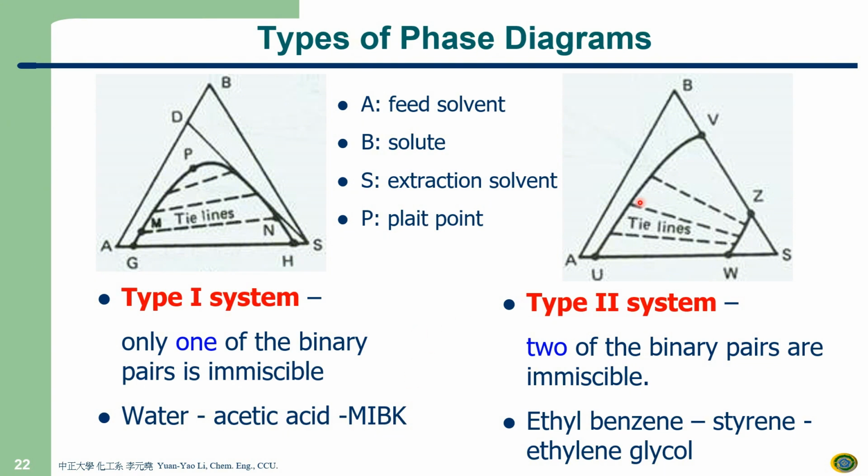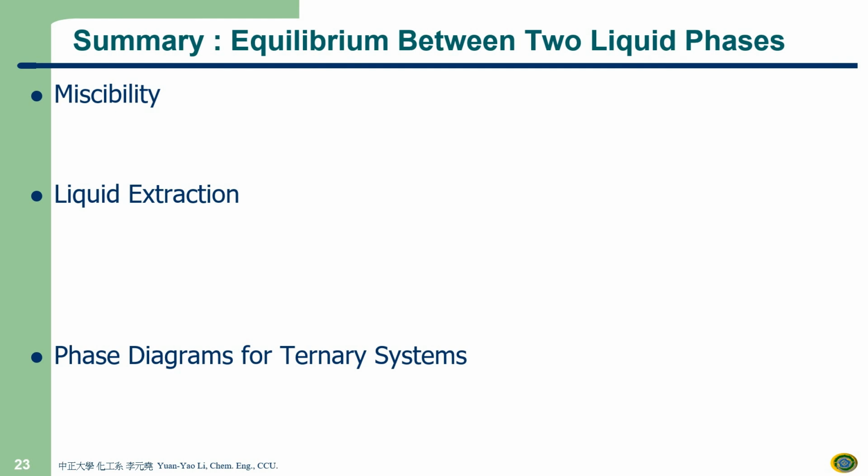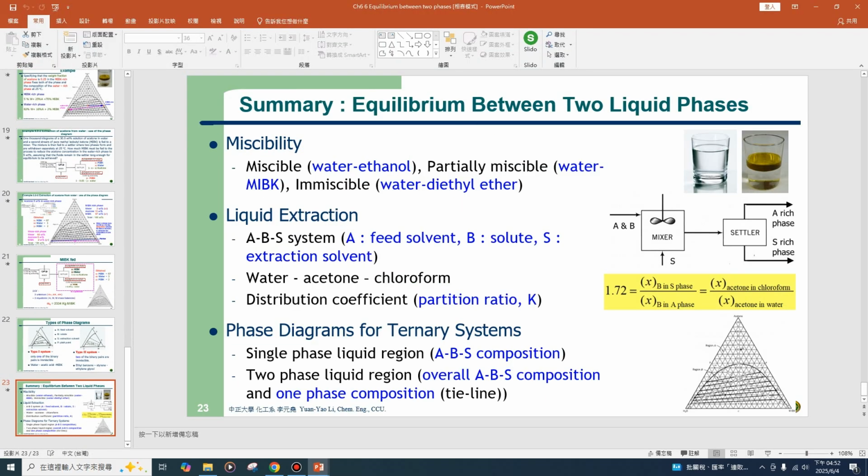However, you can see another type. You can see another diagram like this. This is type 2, where 2 of the binary pairs are immiscible, like this one and this one. This is one of the examples. We don't have time to introduce this to you, but I think this is enough for you to learn. Okay, and then the summary, I already introduced this to you.